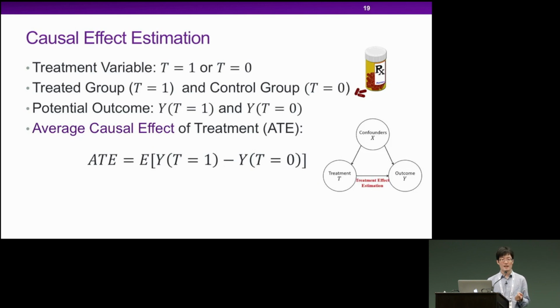So the Y here is just the cure rate of the disease, right? So Y1 means the cure rate in the treated group, and Y0 means the cure rate in the control group, right? So if we have this data, then we can do an average causal effect estimation of the treatment. That means the ATE. The ATE can be calculated by the expectation of Y1 minus Y0, right? So this is actually a very simple framework.